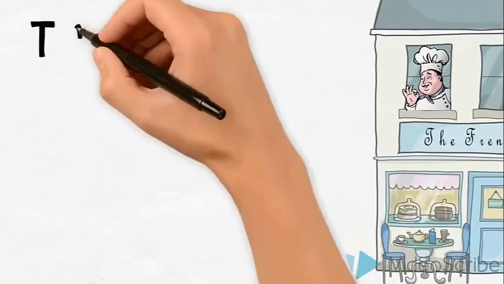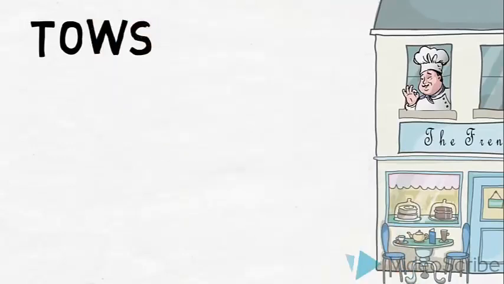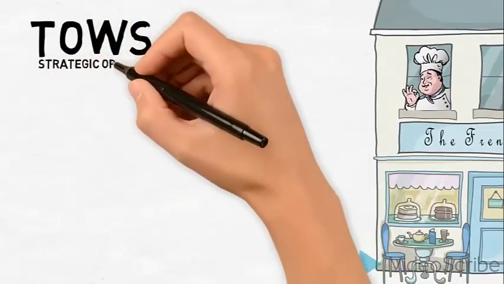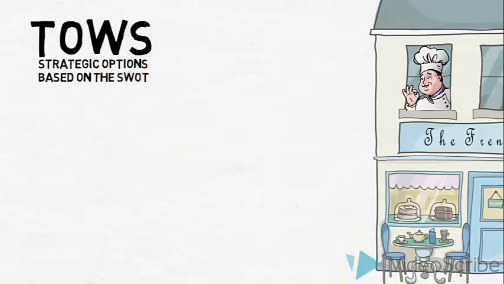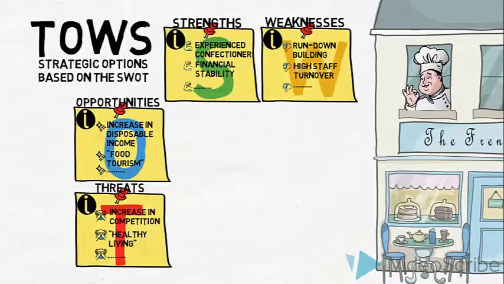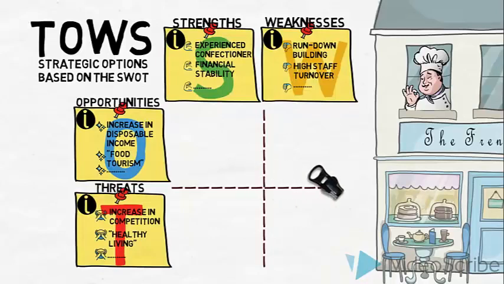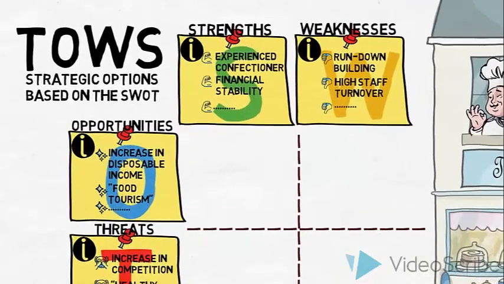Now let us make the move from the SWOT to the TAUS. The purpose of the TAUS is to come up with possible strategic options based on the findings in the SWOT. We start by bringing in the SWOT and placing the 4 areas like this. Then we create 4 squares in the middle. These will serve as our framework for creating strategic options.